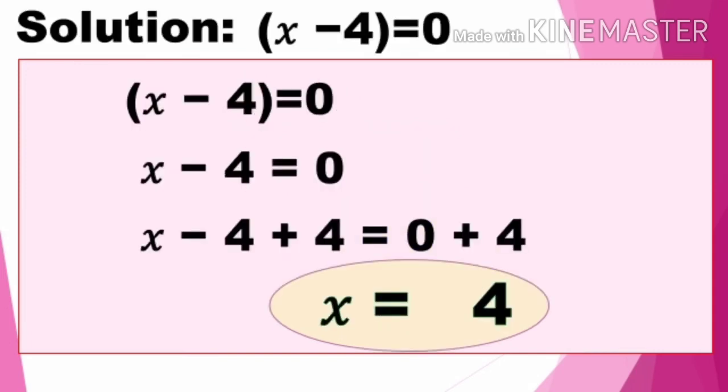Now let's have x minus 4 equal to 0. We're going to solve for x. To eliminate negative 4, we add 4 to both sides of the equation, to the left and the right side. Therefore, we have x minus 4 plus 4 equals 0 plus 4. Then we simplify. x minus 4 plus 4 is 0, so we have x. Then 0 plus 4 is 4. Therefore, the value of x is equal to 4.